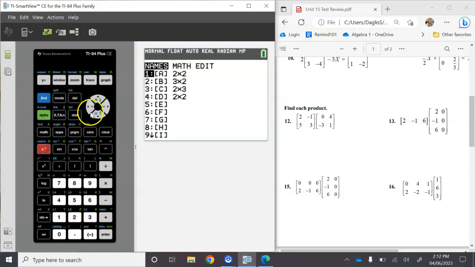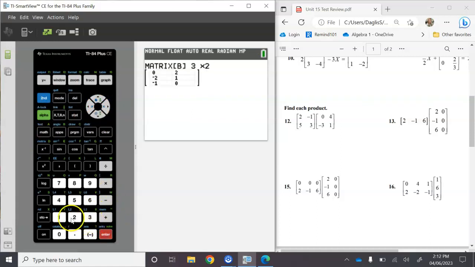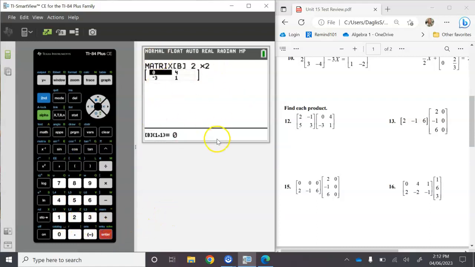Go back to my matrix menu. I now want to edit matrix B. It is a 2 by 2 now, and my elements are 0, 4, -3, and 1. Click enter, make sure it's all matching.